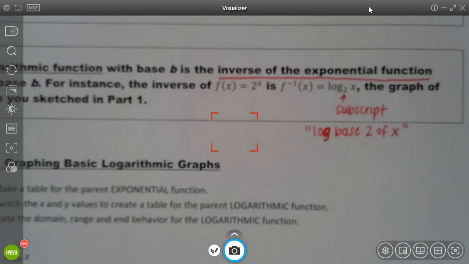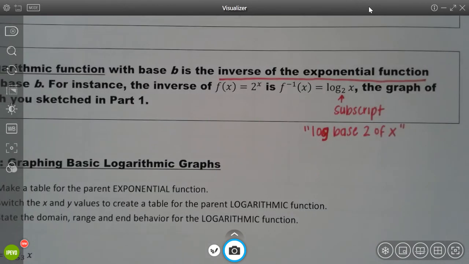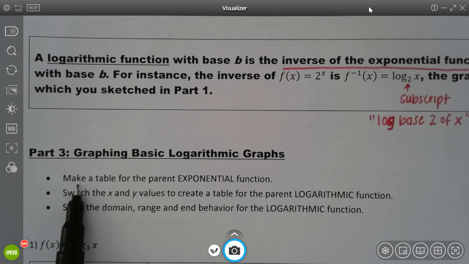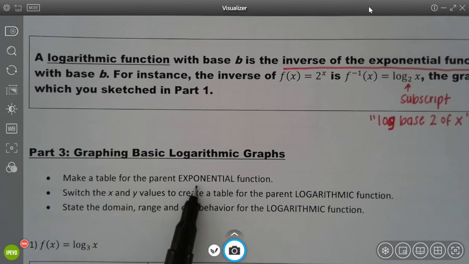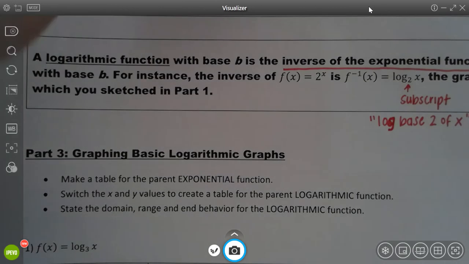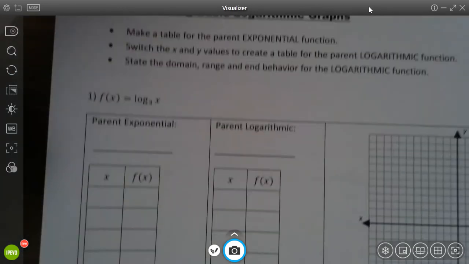Okay, so we're going to look at an example of how to start graphing these log functions. I gave you a couple of steps written out at the bottom. So we'll look at a basic log function, then we'll look at some with transformations. For graphing basic logarithmic graphs, we want to start by making a table of values for the parent exponential function. Then we're going to follow the steps that we did on the last problem. We switch the x's and the y's to get our inverse table of values, which is going to be our log base whatever function we're graphing. And then we'll look at the domain, range, and end behavior.